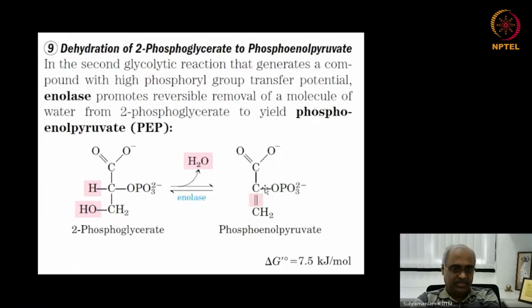Because hydrolysis of this ester bond leads to an alcohol group, so this will be an alcohol and this will be enol. Therefore, this double bond and the OH together we call enol, and it can undergo keto-enol tautomerization. So that is a sort of resonance stabilization. Therefore, the hydrolyzed structure, which will be pyruvate, is more stable. So therefore, we call this a high energy compound. And enolase generates this by dehydration of the 2-phosphoglycerate.